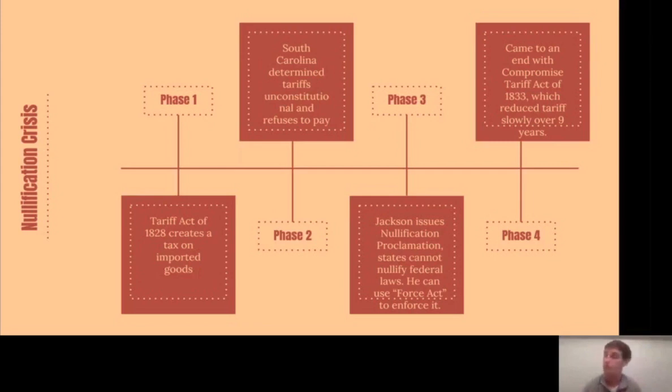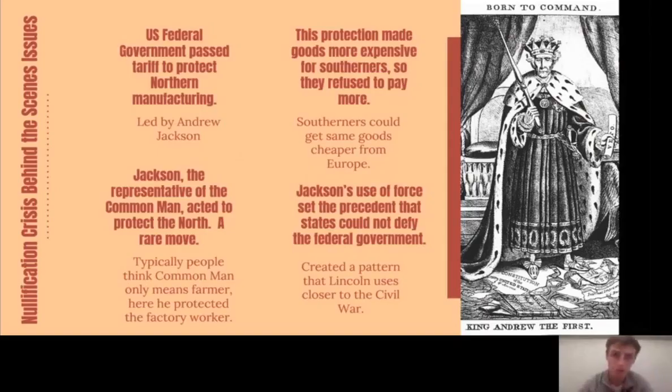Then South Carolina said, I don't want to pay for that tax. Andrew Jackson says in phase three, you have to pay for that tax. And then they argue about it for a while and come to a compromise of, okay, we're going to pay for the tax, but not as much as you originally promised. But let's see why that happened. So first, Andrew Jackson and the U.S.